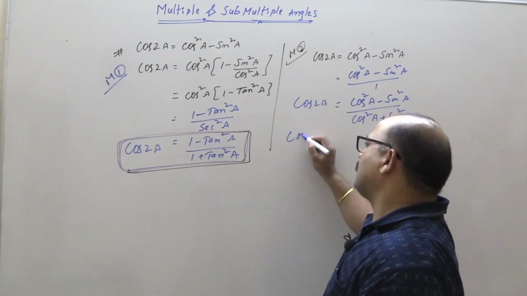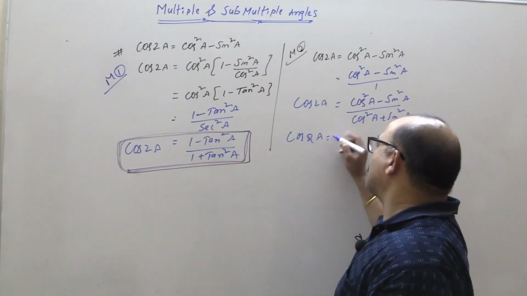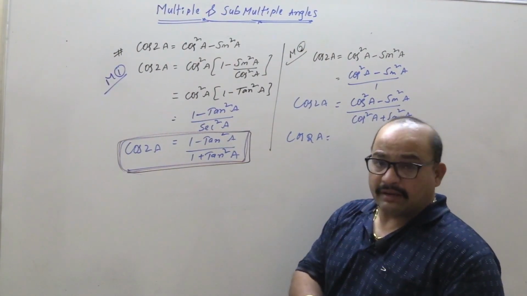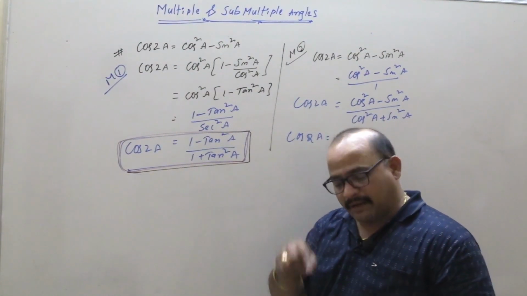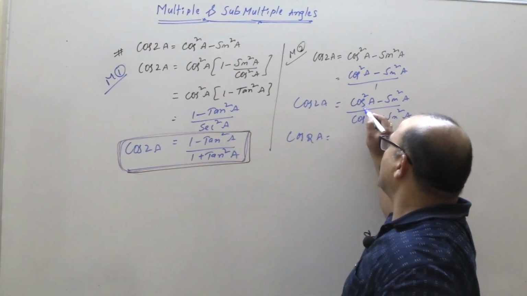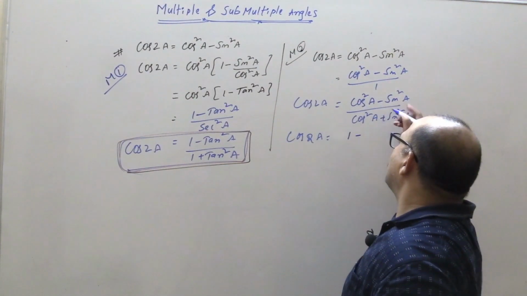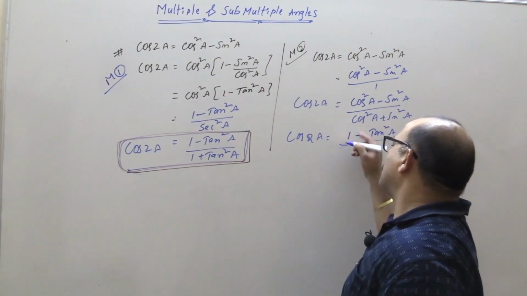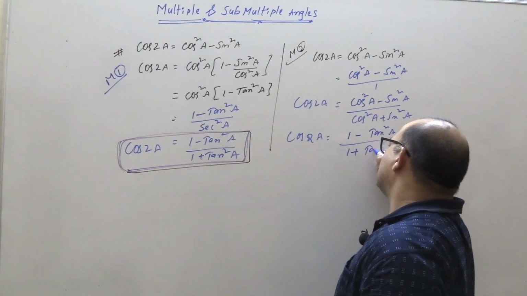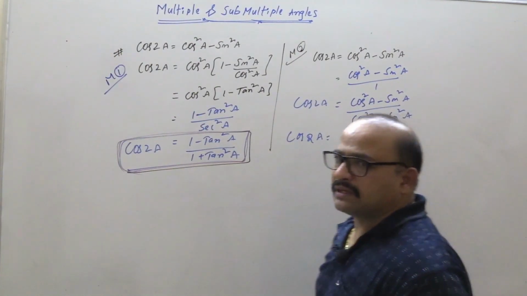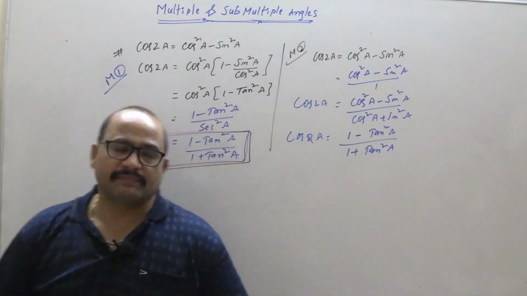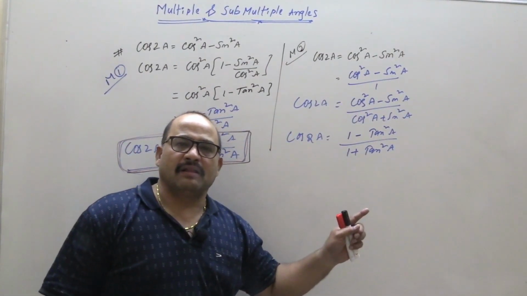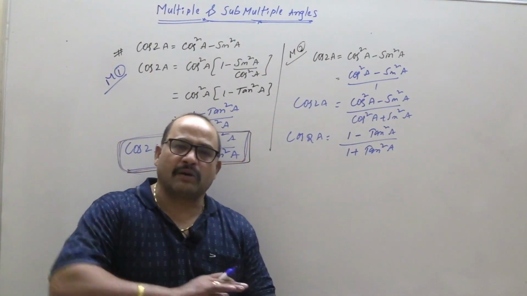Now divide the numerator and denominator by cos square a to get tan. Dividing numerator and denominator by cos square: cos square by cos square is 1, sin square by cos square is tan square, and in the denominator 1 plus tan square. This is one methodical way of approaching, another style of approaching. Whichever you feel comfortable with, go for that.